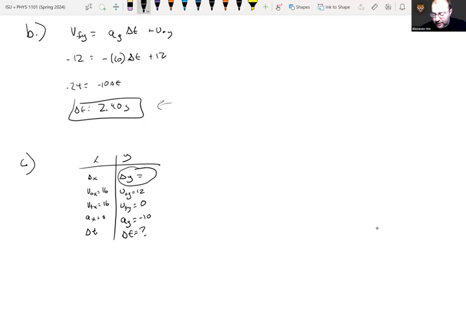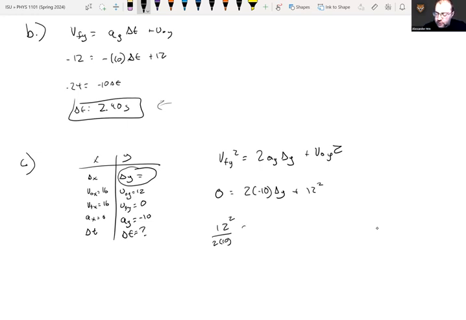But basically what I would do here is I would just use V final y squared equals 2 A sub y delta y plus V initial y squared. So V final is just 0, so that gives us 0 squared, which is 0, equals 2 times -10 delta y plus 12 squared. Okay. And from there we can move this over to find delta y. And what you get is 12 squared over 2 times 10.